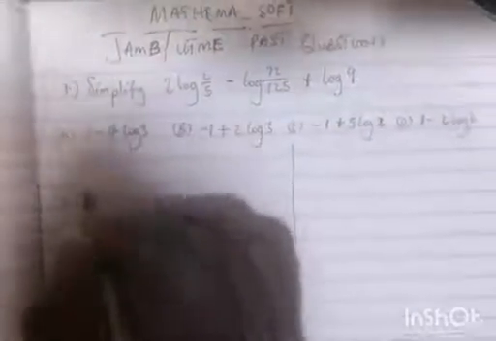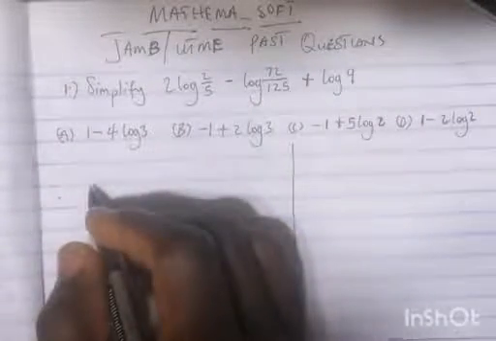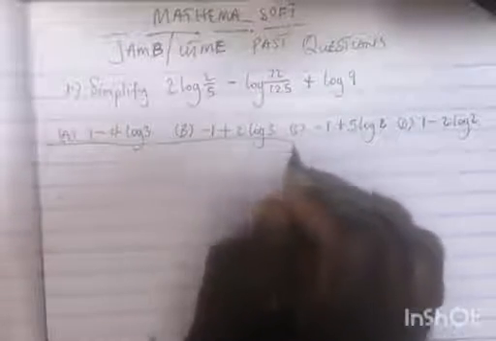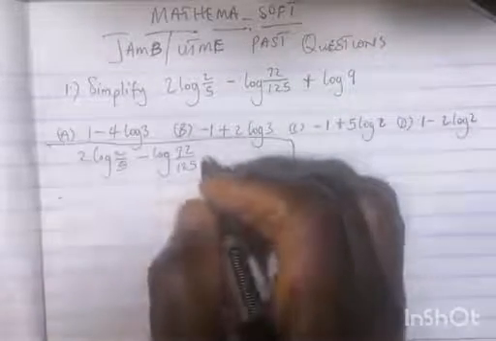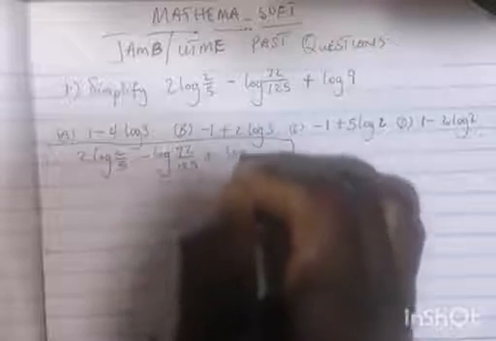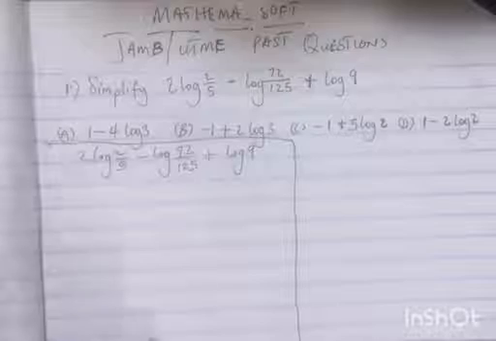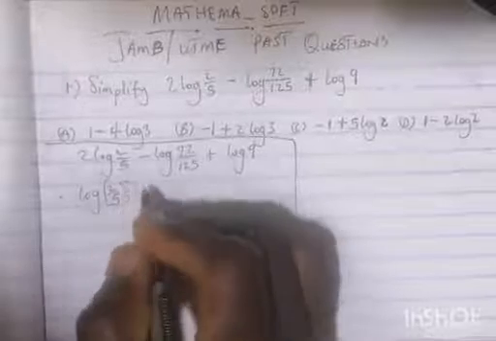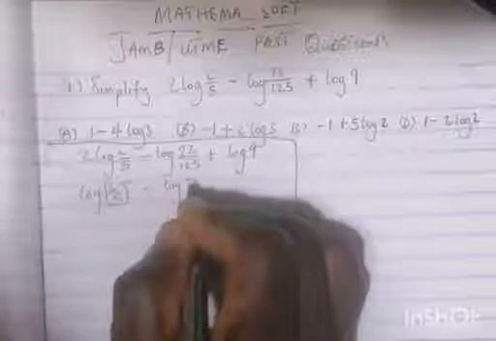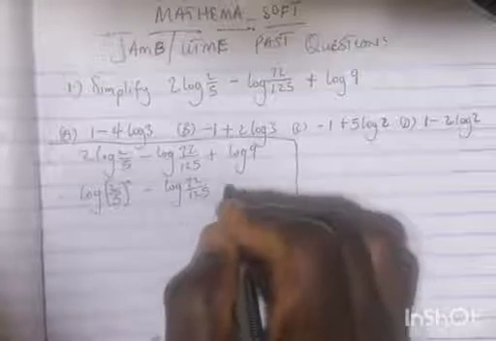So, simplifying this with the fundamental knowledge that we have in logarithm, let's first write the question: 2 log 2 over 5 minus log 72 over 125 plus log 9. So this becomes log 2 over 5 raised to power 2 minus log 72 over 125 plus log 9.